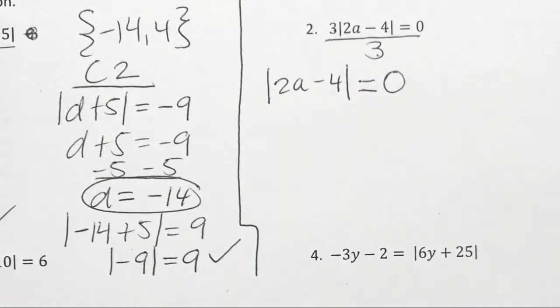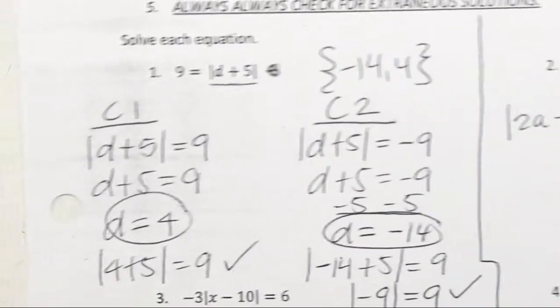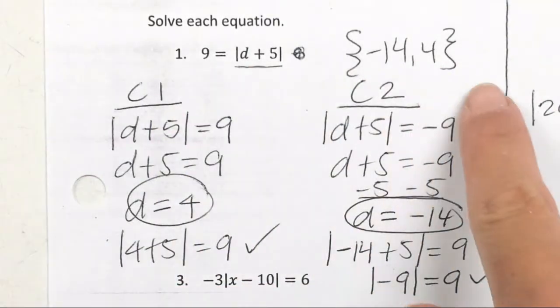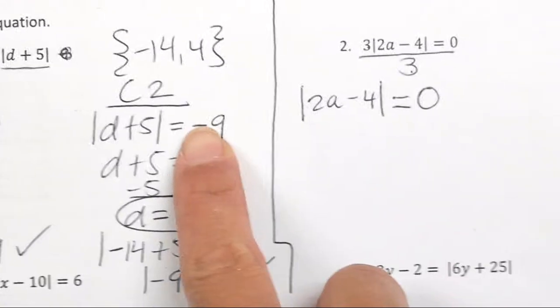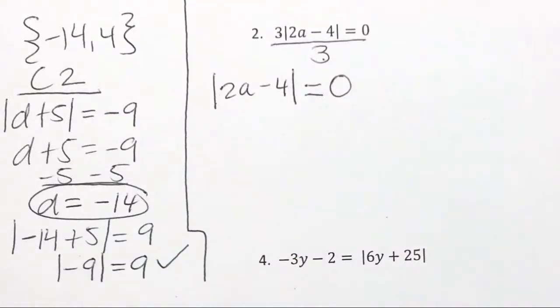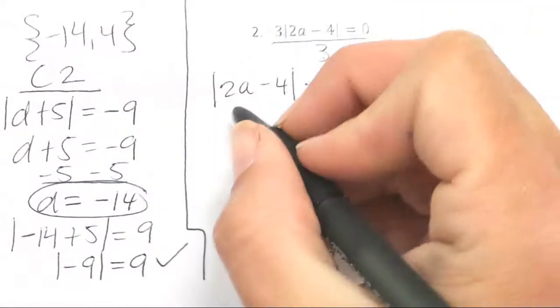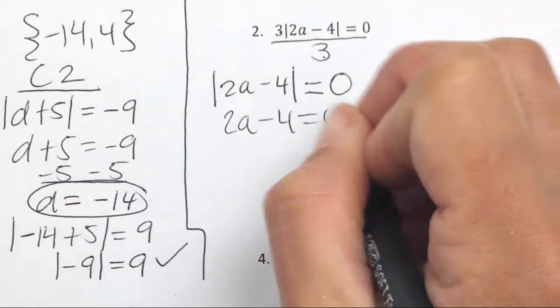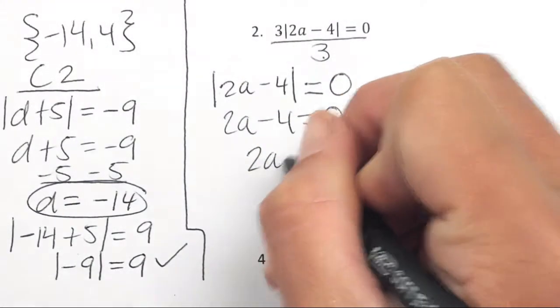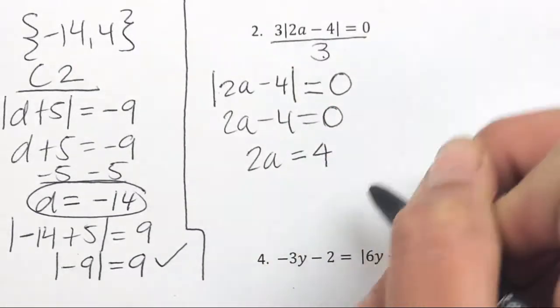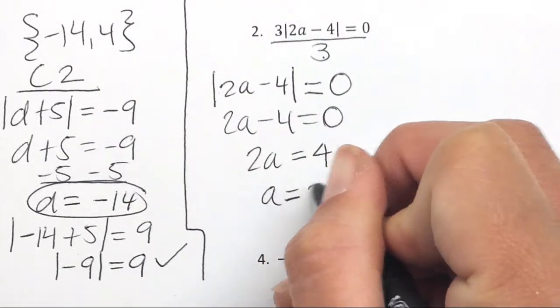Alright, question. For case 2, the only difference is what between case 1? The only difference between case 1 and case 2 here is that you make this side negative for case 2, right? Can there be negative 0? No. So we'll only have one case, right? So we take it out, 2a minus 4 equals 0, and then we add 4, so we get 2a equals 4, and then, so a equals 2. Very good.